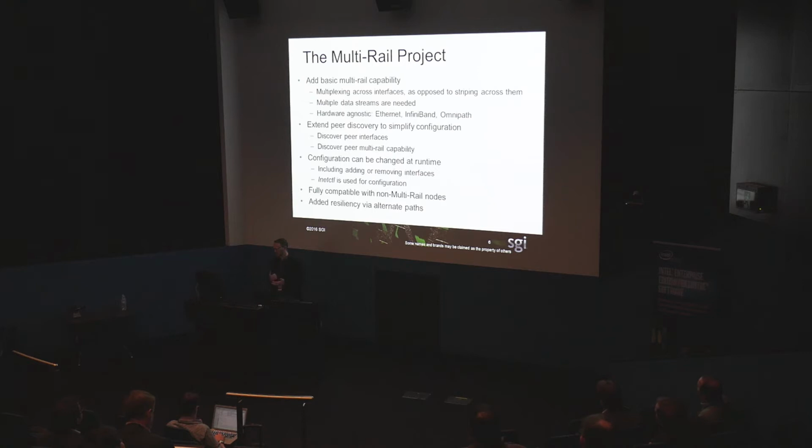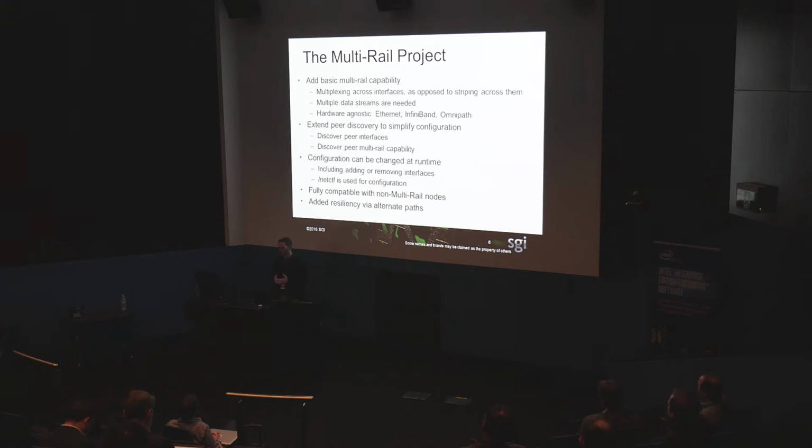We've also got peer discovery capabilities to simplify the configuration. So we can do automated discovery of peer interfaces as well as the multi-rail capability across those clients. There's a bit within the configuration which tells us whether those clients are running a multi-rail capability or not. The configuration can be changed at runtime, which is very useful. This includes the adding and removing of interfaces, and you can utilize the lnetctl tool for configuration purposes.